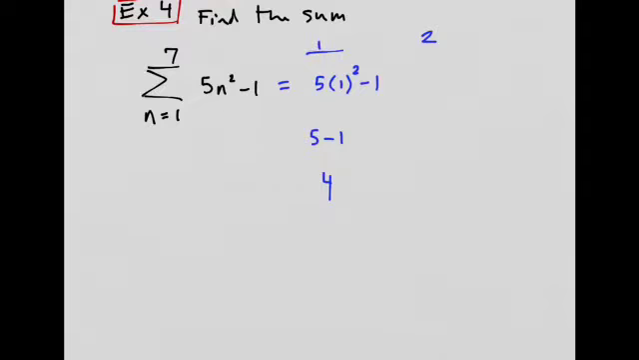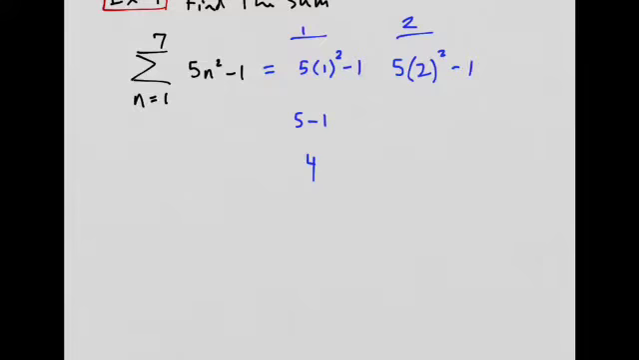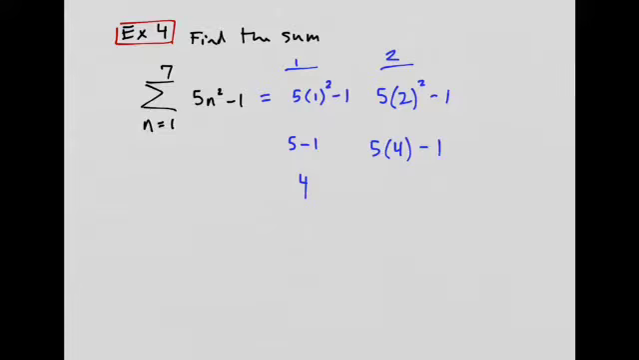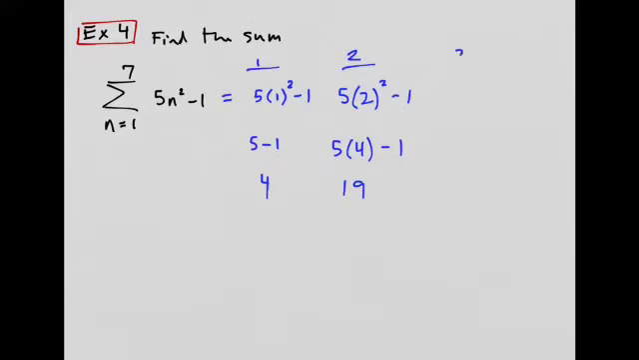And now, because I'm going from n equals 1 to 7, what do you think I'm going to change it to? 2. So I change it to 2. That's why I wrote the 2 up there. That's 5 times 2 squared minus 1, which is 5 times 4 minus 1. What's 5 times 4? 20 minus 1 is 19. And we just keep going. Plug in 3. Do you understand what's happening? Eventually, we might be able to find a pattern so we don't have to plug it in. But if not, we can just keep going.